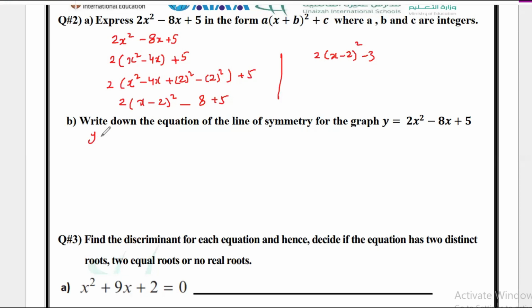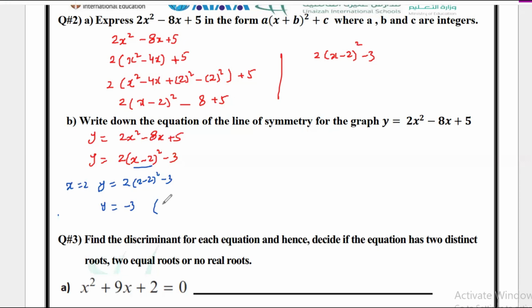So here we have y is equal to 2x squared minus 8x plus 5. So we already made it the form 2(x minus 2) whole square minus 3. So I'm trying to find the minimum point. We know it's a U shape. So this can be possible when this part, x minus 2, is equal to 0. So it is possible only when x is equal to 2. So for x is equal to 2, this becomes 2(2 minus 2) whole square minus 3. That means y is equal to minus 3. So our minimum point is at x is equal to 2 and y is equal to minus 3.